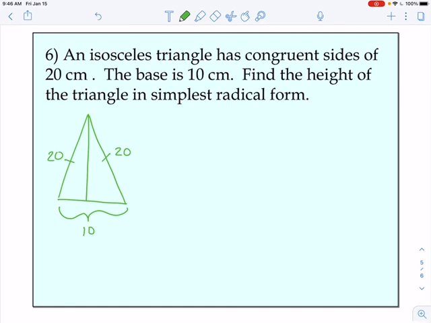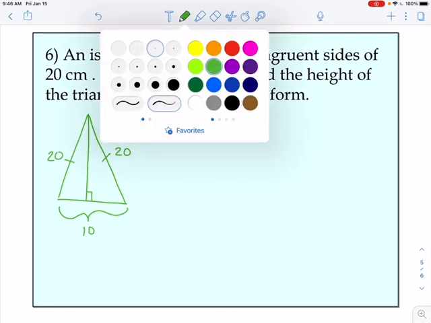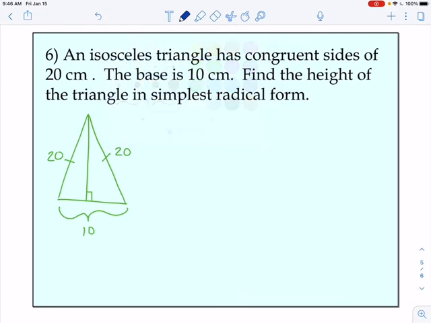The height, that's the altitude. Altitude, perpendicular, so there's my right angle. What we're going to do is concentrate on one side of my triangle, so that blue triangle that I just highlighted there. Not only in an isosceles triangle is your altitude perpendicular, it also bisects your base. So if this is 10, that means this piece is 5 and this piece is 5.